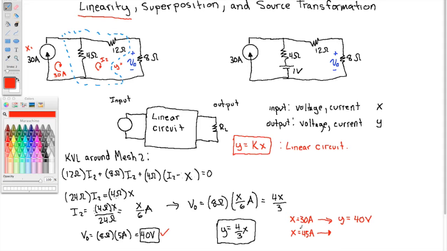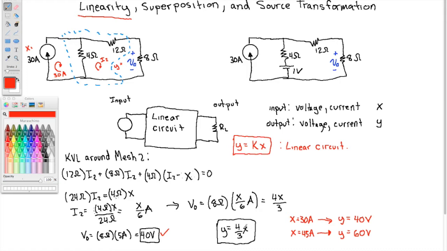So now let's say that input current goes from 30 to 45. Well, what's the output? We know that the two are related like this. So now if X is 45, 45 divided by 3 is 15. 15 times 4 is 60 volts. So instead of having to do the analysis again, where we would ramp this up to 45 amps and do mesh analysis again to find V out, we know how the input and output are related. So we can do the calculation quickly.